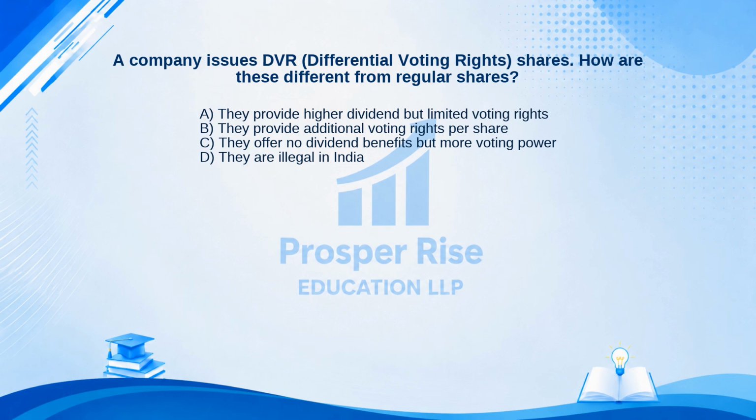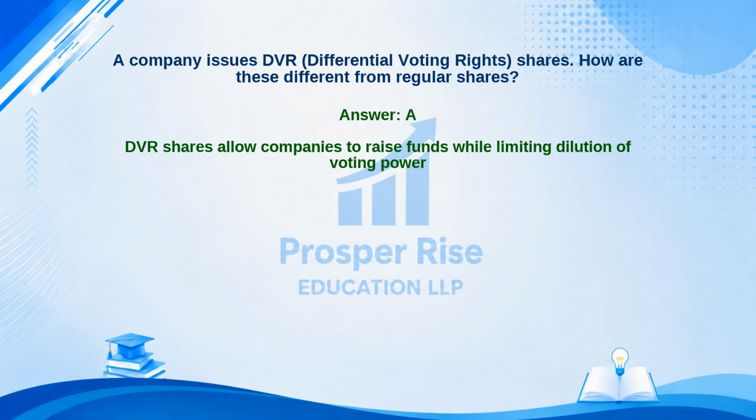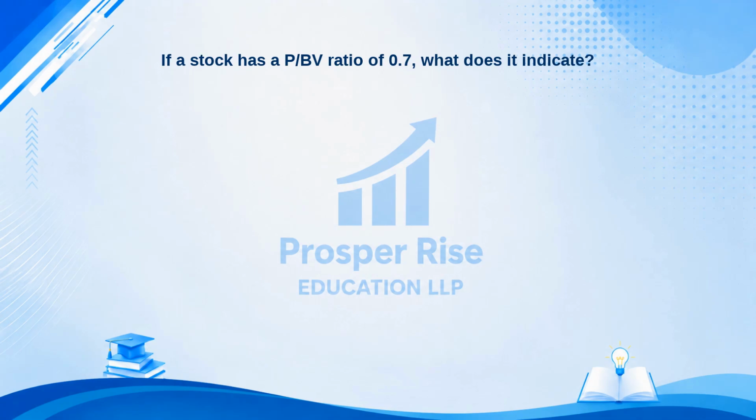The correct answer is option A. Let's see why. DVR shares allow companies to raise funds while limiting dilution of voting power. Moving on to the next one. If a stock has a PBV ratio of 0.7, what does it indicate?